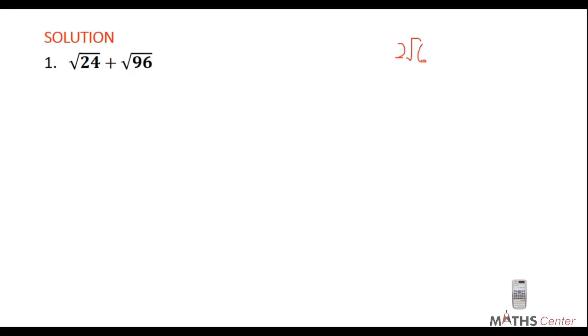So you can see that the perfect square that you're looking for is the square of the number in front of the square root sign. So the perfect square in this case is 2 squared.